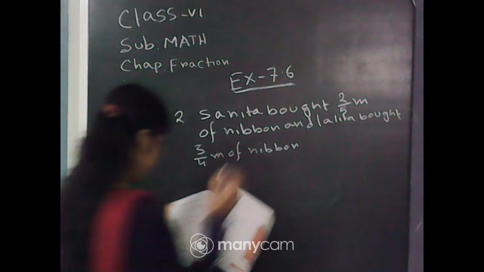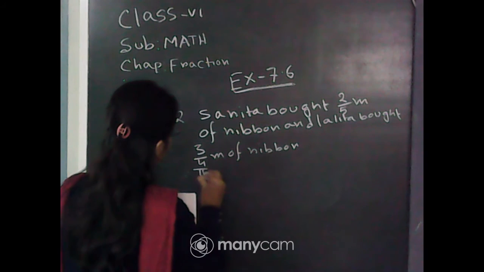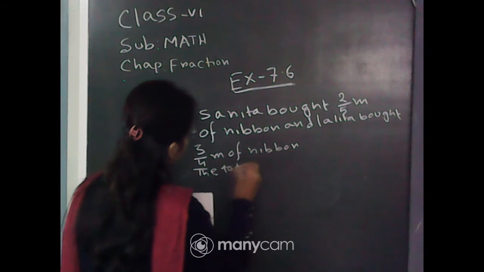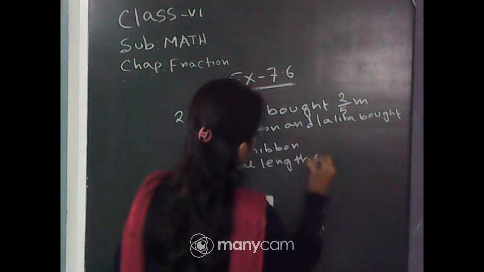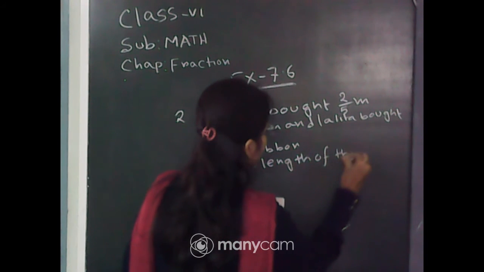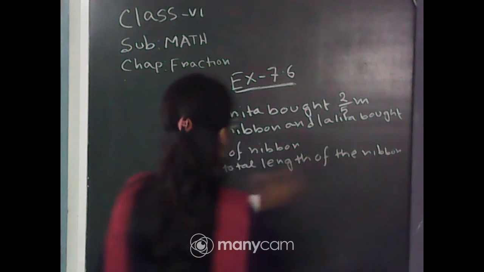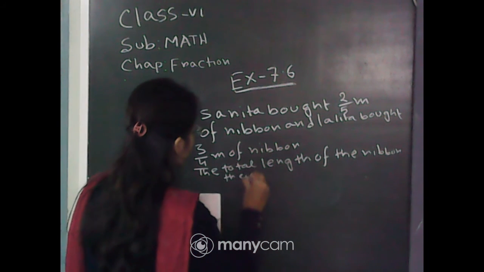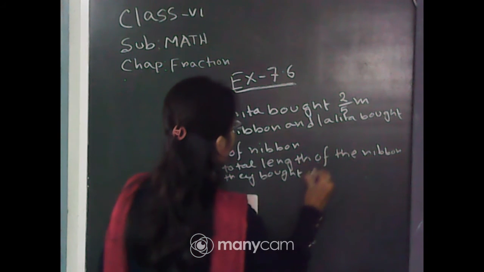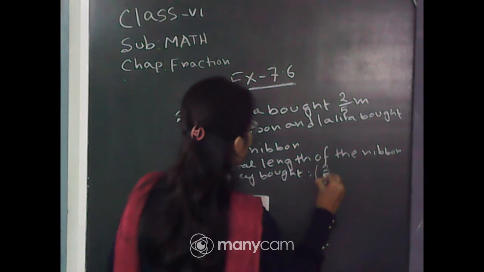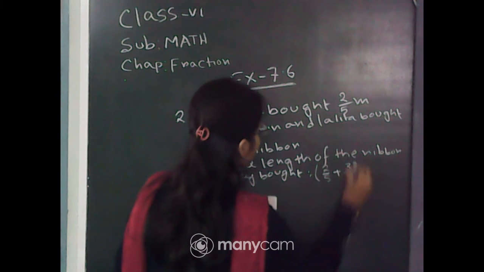It is given. Therefore, the total length of the ribbon they bought is equal to 2 by 5 plus 3 by 4 meter, isn't it?